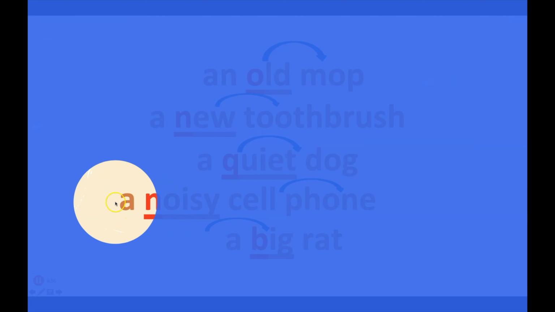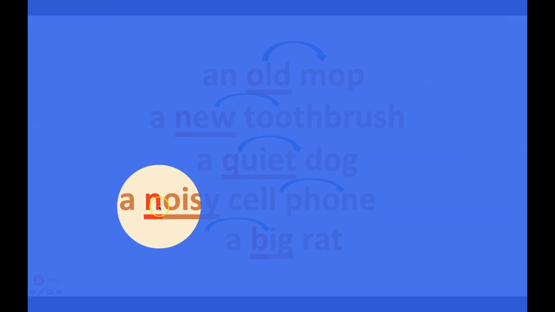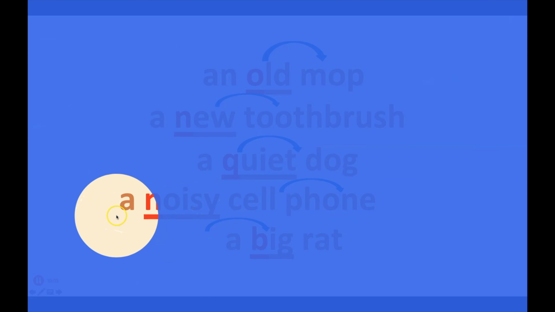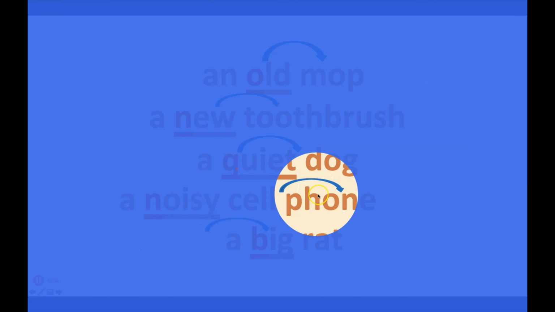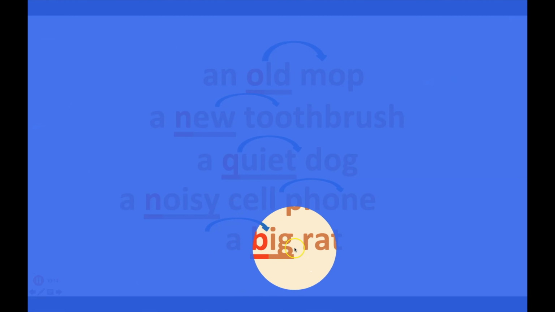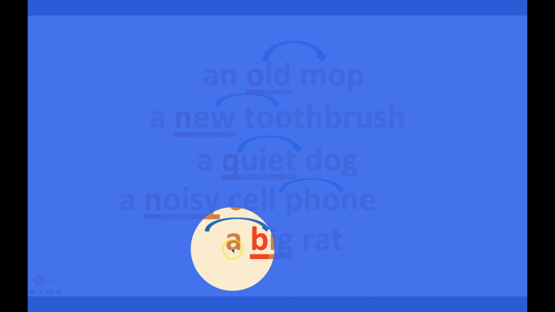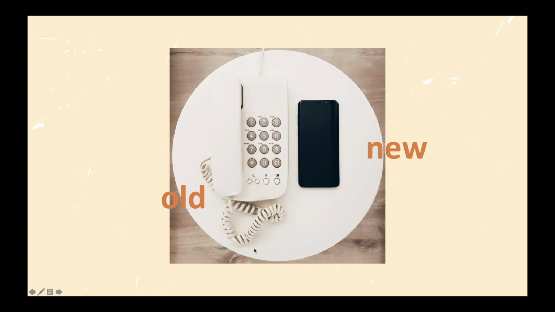A noisy cell phone. Why not an noisy cell phone? Because of the N in noisy. So a noisy cell phone. And then a big rat. Why a? Because B for big. So a big rat. Wonderful.